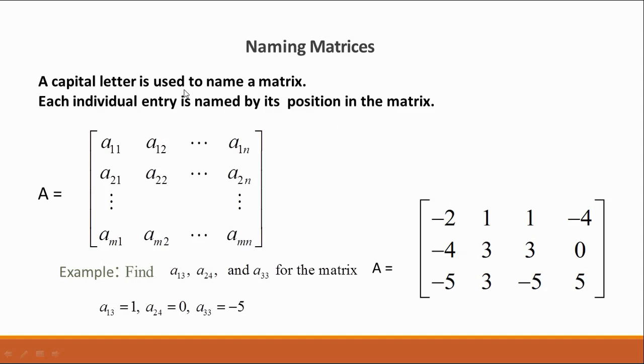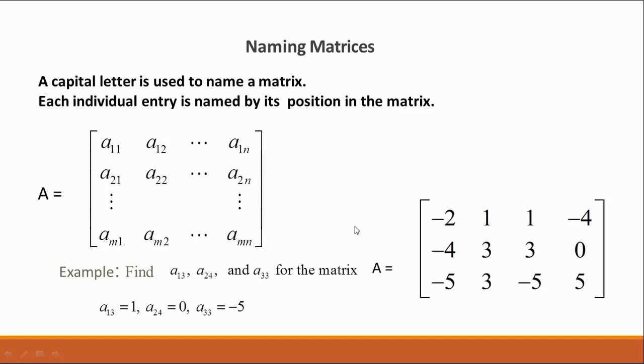A capital letter is used to name a matrix. Each individual entry is named by its position in the matrix. Dear student, you can present the matrix by a capital letter, and each individual entry is named by its position in the matrix. For example, A11, A12 up to A1n. These positions show that A11 means this element lies in the first row and first column. A12 means the element of first row and second column. So A22 means the element of second row and second column.